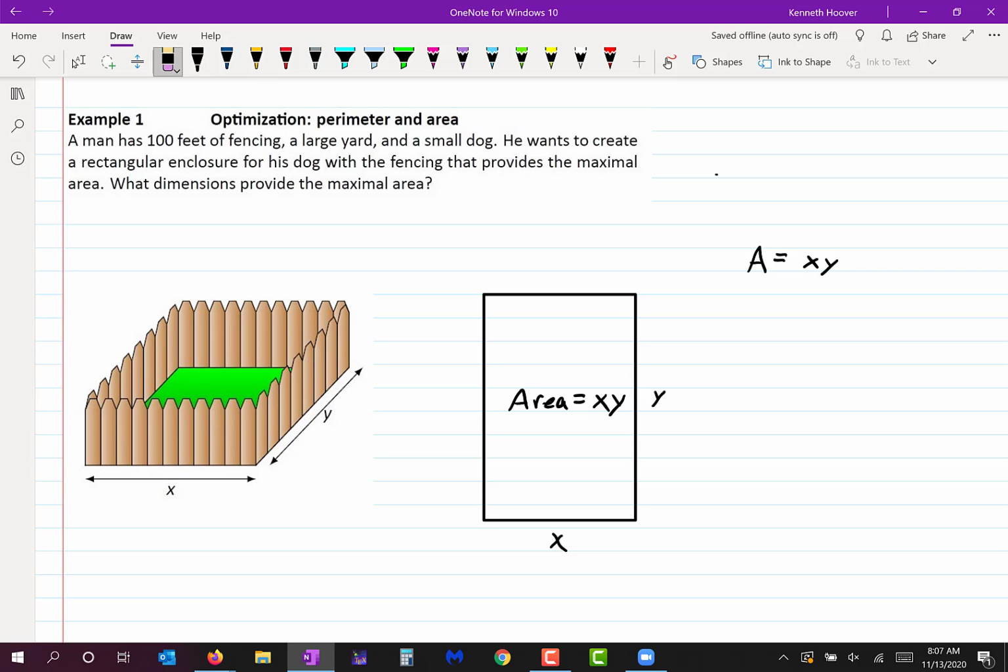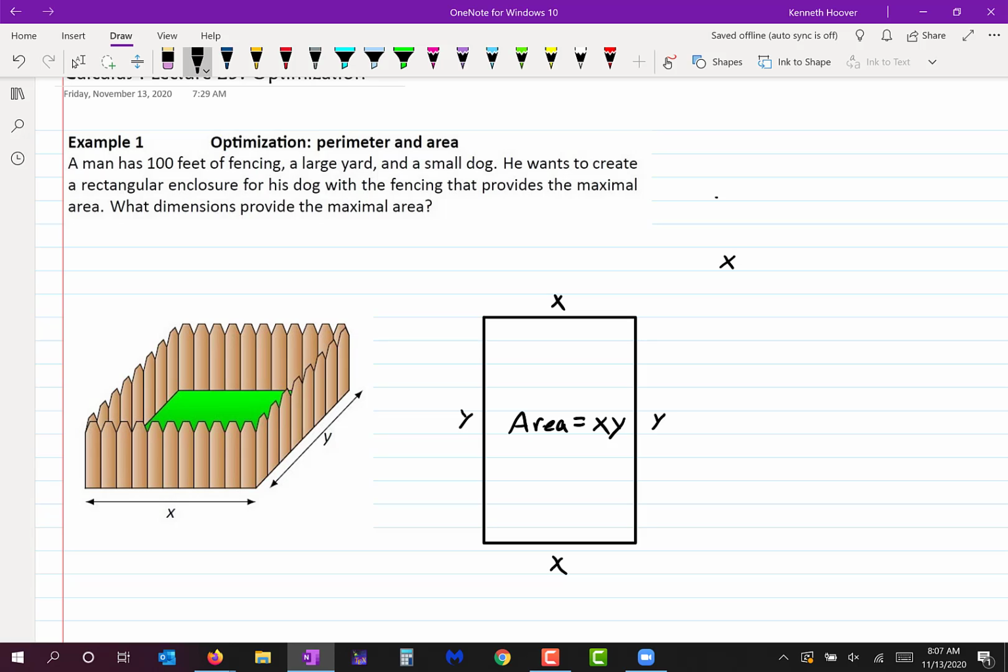So here's what we're going to do. There's two other sides of the rectangle that aren't marked yet, right? Let's mark those. This up here would be x, and this would be y. So, how much fencing is needed? Well, there's two sides of length x and two sides of length y, right? The amount of fencing needed is x plus y plus x plus y. That's how much fencing is being used. And how much fencing do we have? We have 100 feet.